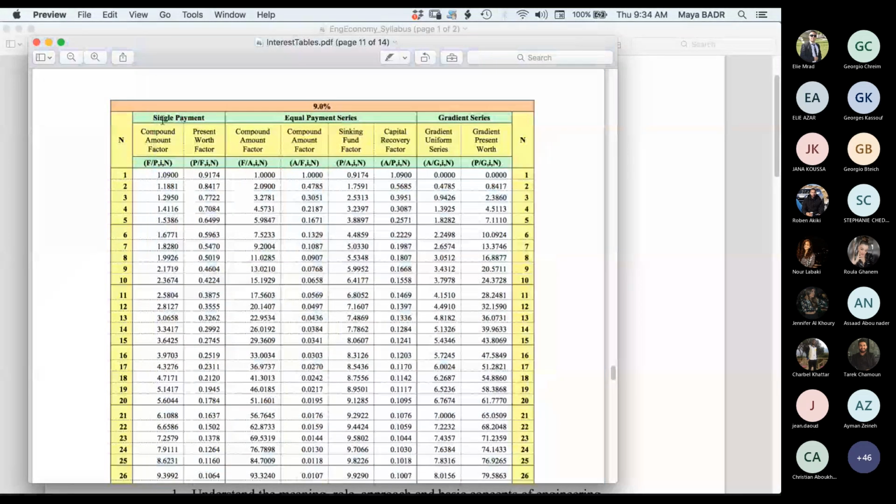Single payment is the first type of cash flow that we are considering. They gave you the 2 factors that you might need, which are either compounding or discounting. So you don't even have to do 1 plus i to the n. You go to n is 10, I want F knowing P, the factor is 2.3674.